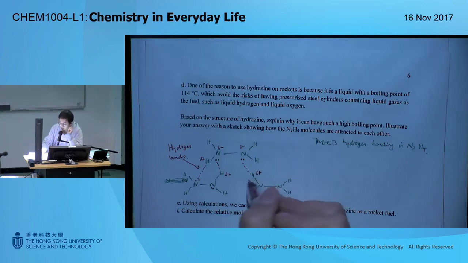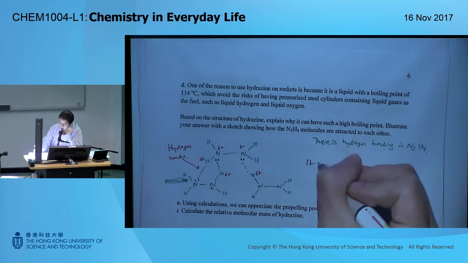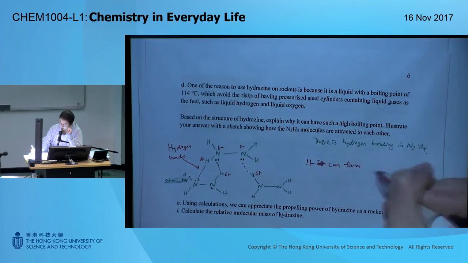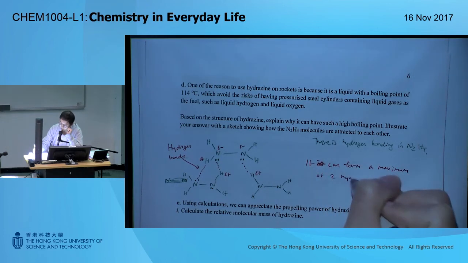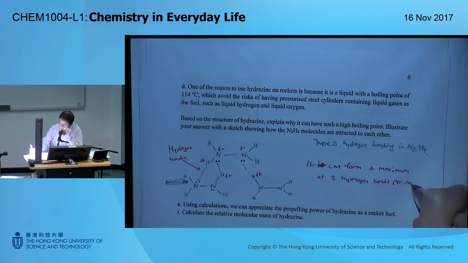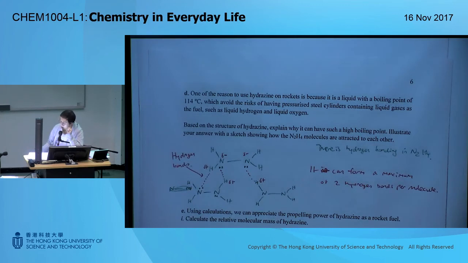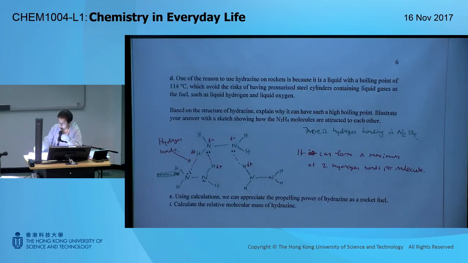And on average, each hydrazine can form 2 hydrogen bonds because it is limited by the number of lone pairs on the nitrogen, only 2 lone pairs, although you have 4 hydrogens. So it can form a maximum of 2 hydrogen bonds per molecule. So this is also why it has such a high boiling point, because you have 2 hydrogen bonds per molecule as opposed to just 1. So much higher boiling point in this case.